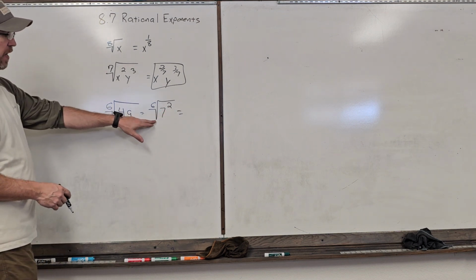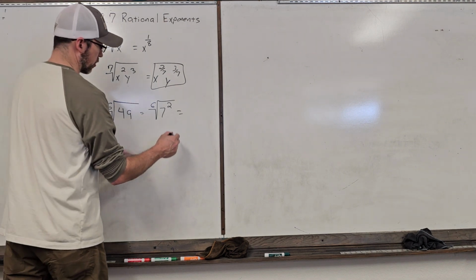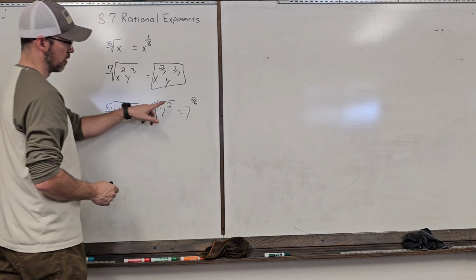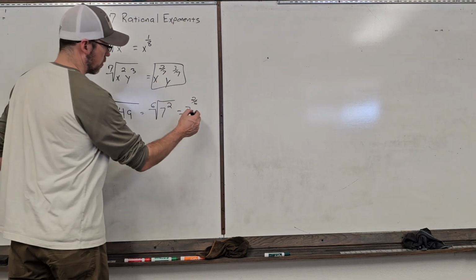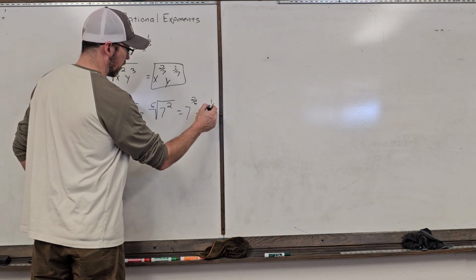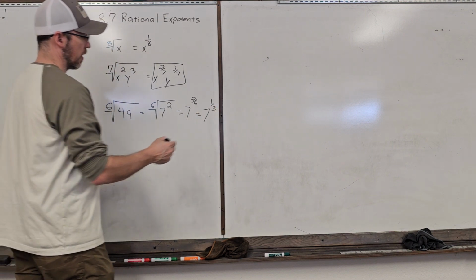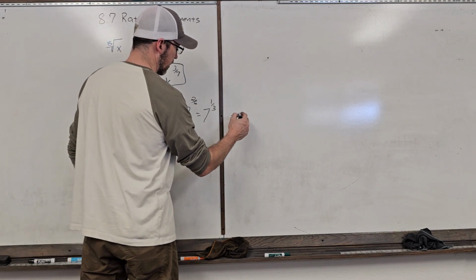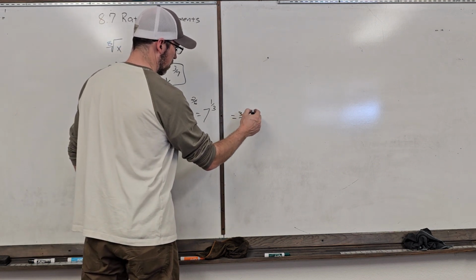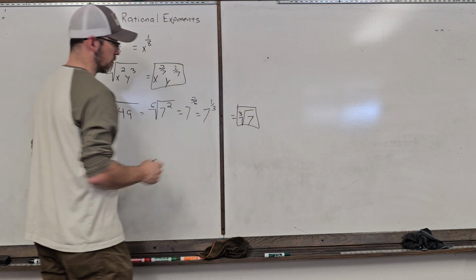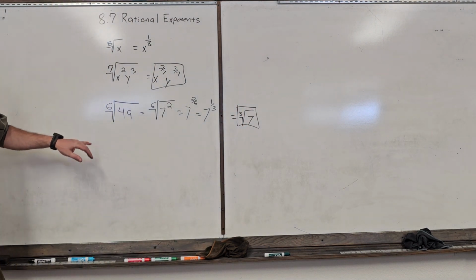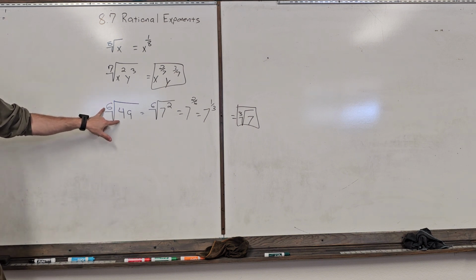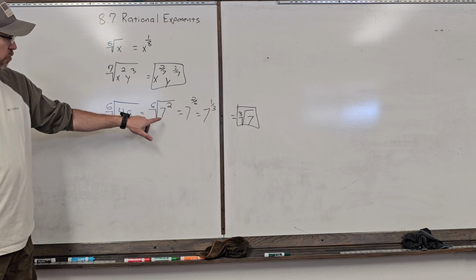Now I'm going to change it from radical notation to exponential notation. So I'm going to have 7 to the 2 over 6. 2 over 6 will reduce. That's the same thing as 7 to the 1/3. And now I can change that back to radical notation, and I get the cube root of 7. So that's where the benefit comes: I can clean up by converting it to 7 squared.